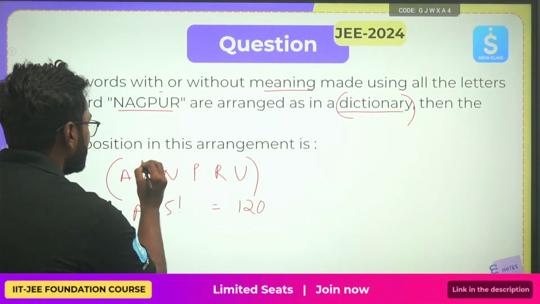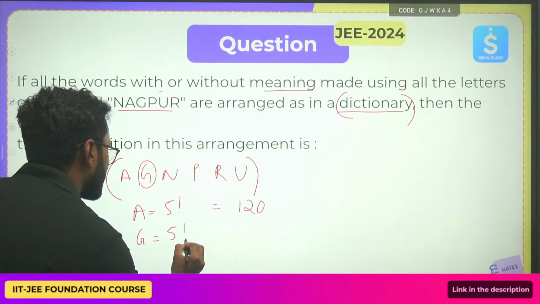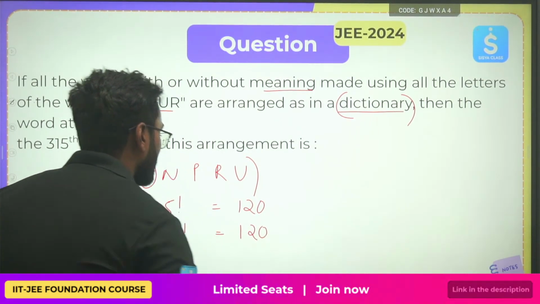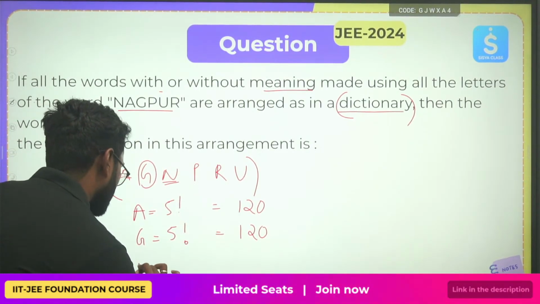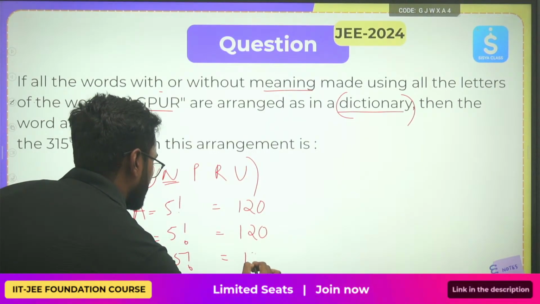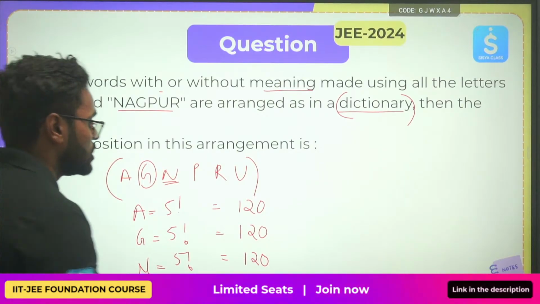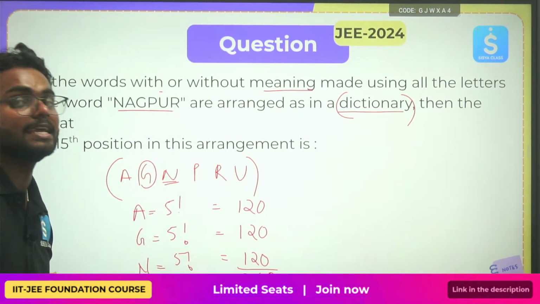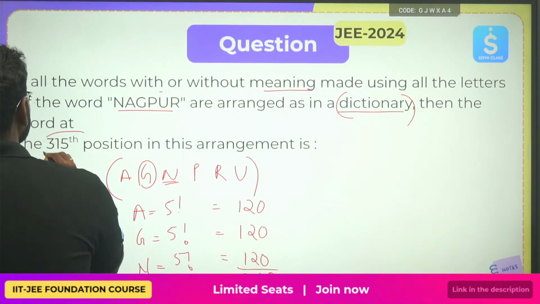Now, how many ways can I arrange G? G can also be arranged in 5 factorial ways, which is 120. Coming to N, how many ways can I arrange N? Same, 5 factorial, 120. Now guys, please listen. Add the total: 120, 240, 360. We are getting 360 words still here. But we need to find the 315th term.